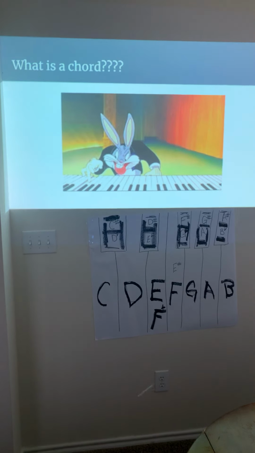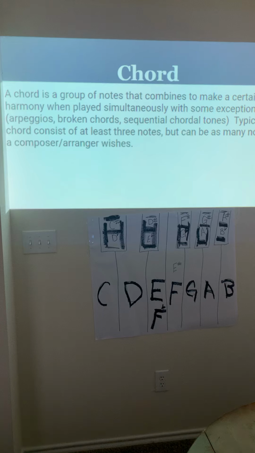What is a chord, okay? A chord is a group of notes that combines to make a certain harmony when played simultaneously, with some exceptions such as arpeggiations, arpeggios, broken chords, or sequential chordal tones when you're playing different chords in different sequences. Typically, a chord consists of at least 3 notes, known as a triad, but can be as many notes as the composer or arranger wishes.